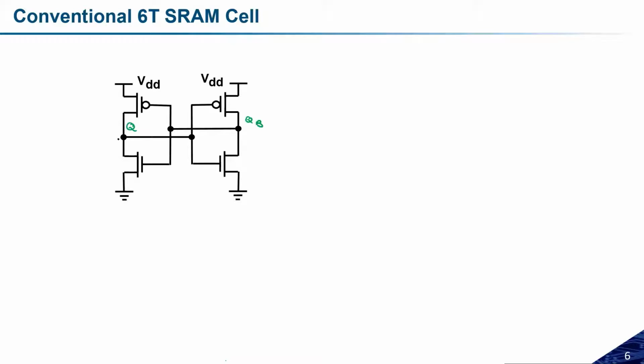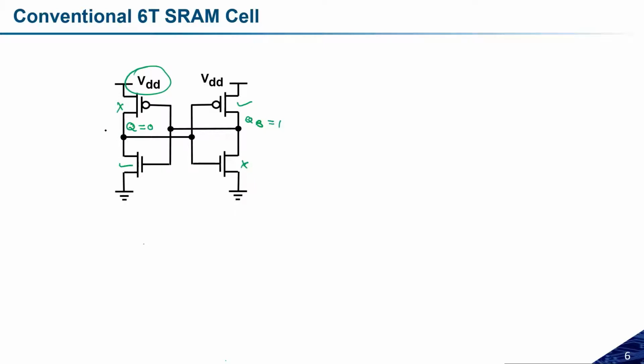But suppose I want to change the logic. Initially, let us assume Q is 0, then QB will be 1. Suppose I want to replace this Q with 1. Then how can we do that? I have provided the VDD here and here, and because Q is equal to 0, this is activated, this is activated, this is not activated, this is not activated. But if I have to replace this Q with 1, then what do I have to do?